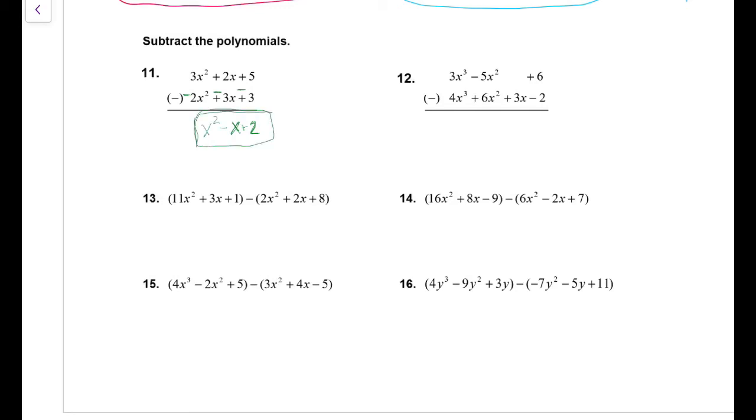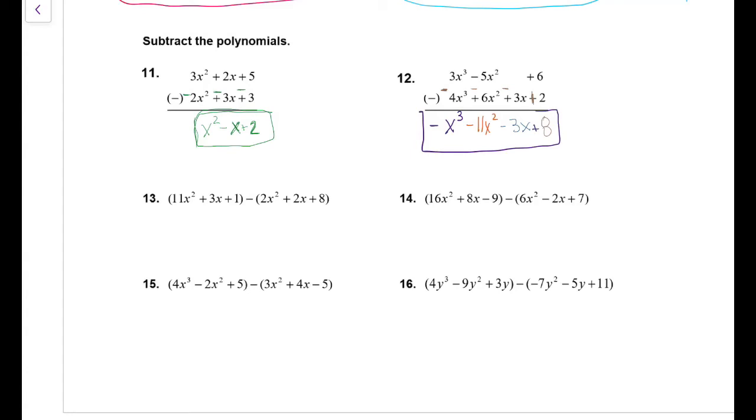Looking at number 12, remember we have that negative. We're subtracting all of the bottom. So that negative distributes to all of them, except on the negative 2, a negative 2 becomes a positive 2. So 6 plus 2 is 8. The negative 3x is all alone. It doesn't have any common terms. We have negative 5x squared minus 6x squared is negative 11x squared. And 3x cubed minus 4x cubed is negative x cubed.